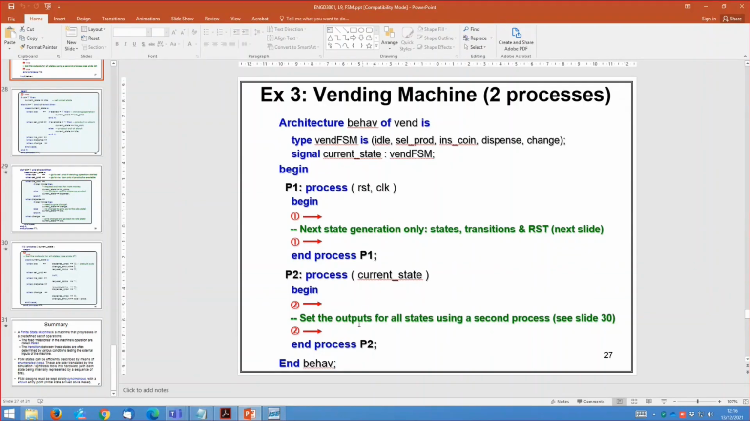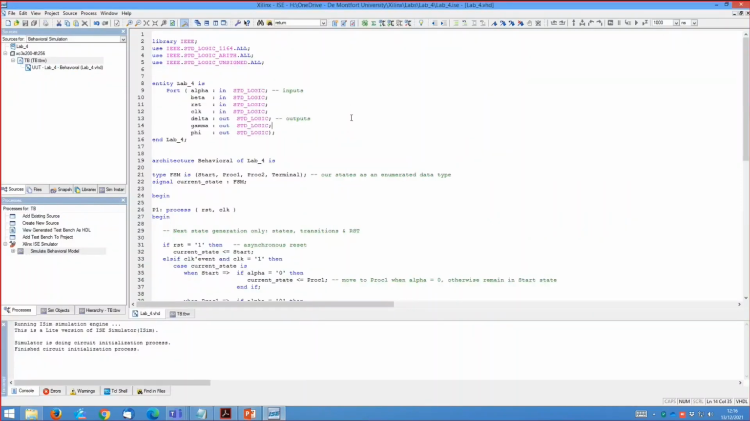And this one basically would then only set the outputs. So that is the skeleton of our program. So if I show you what I've done implementation-wise, here we go. We have our entity setting out the relevant inputs and outputs.